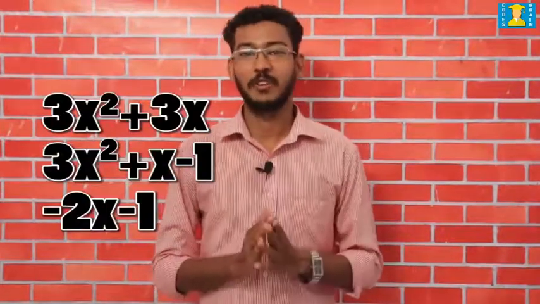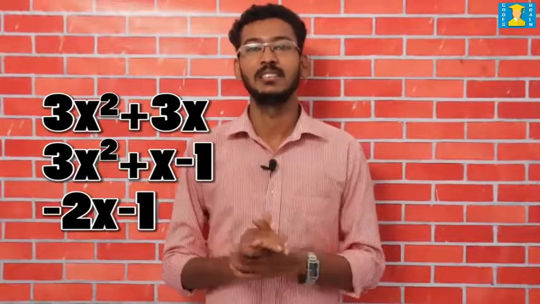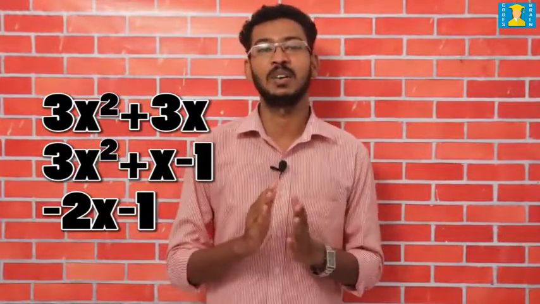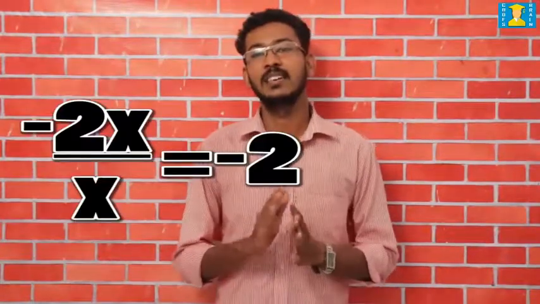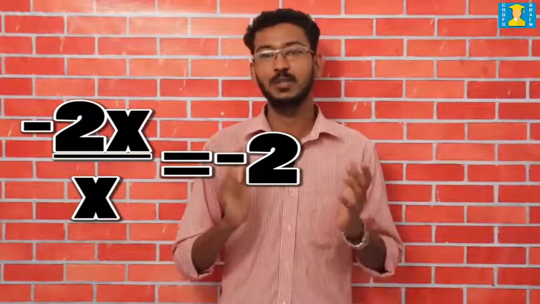Now, subtract the product from the dividend. That is, subtract 3x square plus 3x from 3x square plus x minus 1 and get a remainder of minus 2x minus 1. Now, the fourth step is, the remainder is the new dividend and the divisor remains the same. Now, repeat again from step 2. Divide minus 2x by x, and that gives the second term in the quotient. We get minus 2 as the answer because we can cancel x from both numerator and denominator.